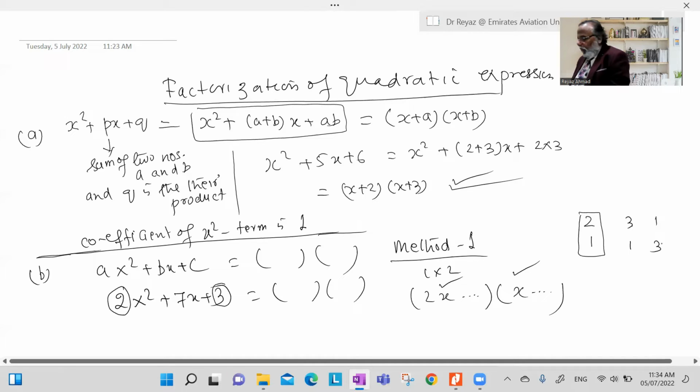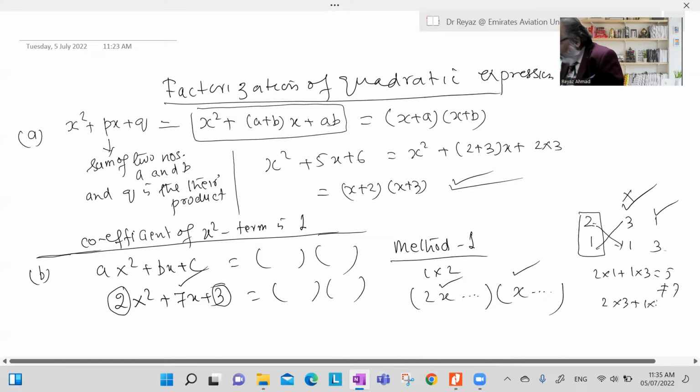Now you do the cross multiplication, choosing this one to be the answer. We will verify whether it is the correct combination or not. So I'll be doing 2 times 1 plus 1 times 3. So 2 times 1 plus 1 times 3 is 5, which is not 7. So I will reject this one. Now I will go for this. Now I will do 2 times 3 plus 1 times 1. This gives me 7. So I am going to take up this one.